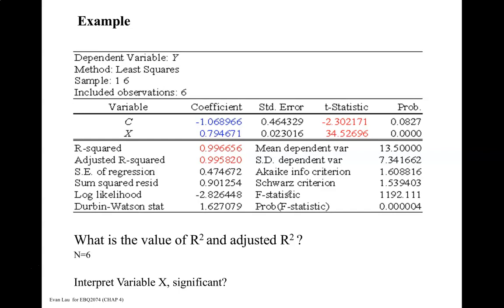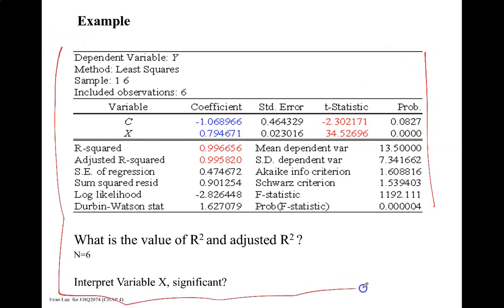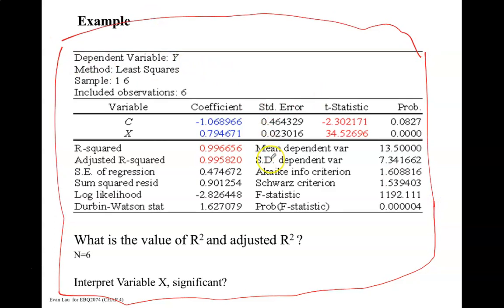Here's an example, which we're going to do in eViews. This is an example of output from eViews, a real example. The one I put in red here is the R square and the adjusted R square. N is 6 here, observation is 6. The R square here is 0.996 and the adjusted R square is 0.995, a bit lesser than the R square.